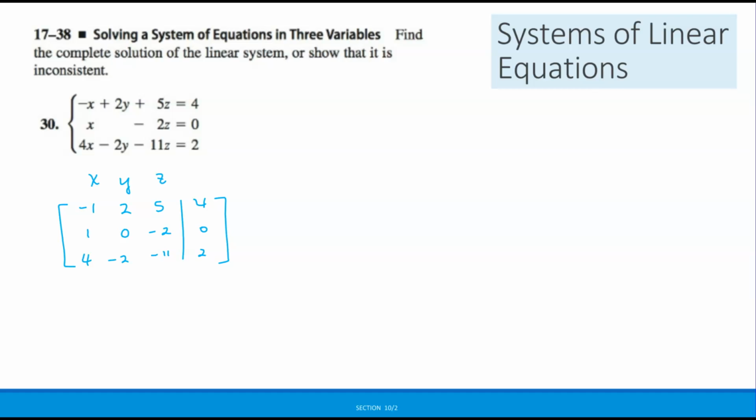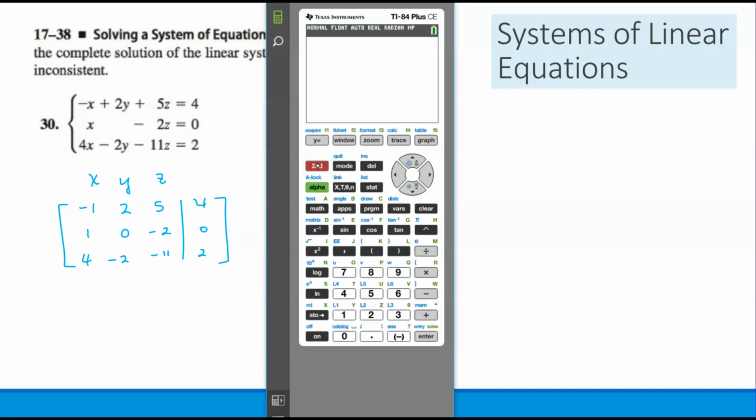We set up our augmented matrix, which we already know how to do: negative 1, 1, 4, 1, 2, 0, negative 2, 5, negative 2, negative 11, 4, 0, 2. We're ready to put that into our calculator. We say second matrix, edit, 3 rows, 4 columns, and then our entries. I already put them in there. We're pretty good at doing that by now. Now we want to say second matrix, math, RREF, second matrix A.